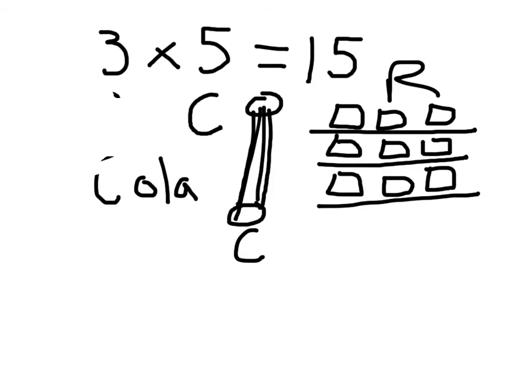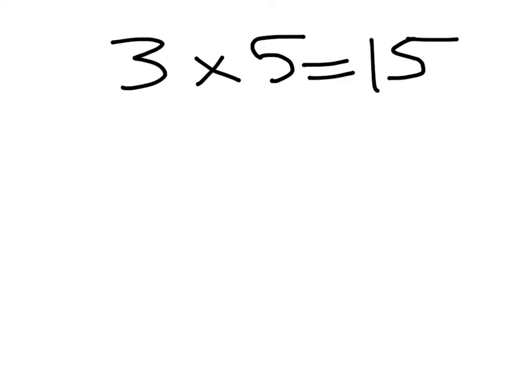Let's get a new page. Let's try 3 times 5 equals 15 again. So now we know that we have rows and columns. Well, the first number in our multiplication problem is always our amount of rows. Our second number in our multiplication problem is called our columns.